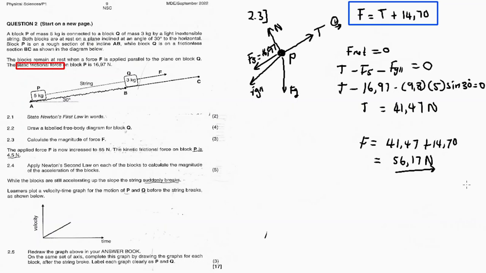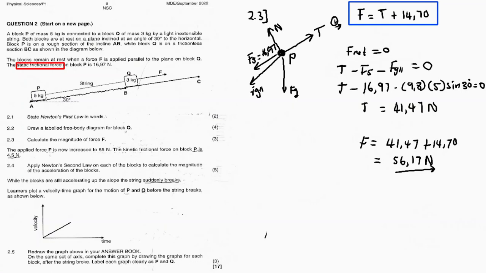Now we go to 2.4. What the applied force F is now increased to 85 newton. So someone may ask why for 2.3 the calculations are so long. I was explaining in detail, right? There's always a way of writing down or doing the calculations, taking shortcuts, so that you accommodate those marks. Here I was just explaining, right?